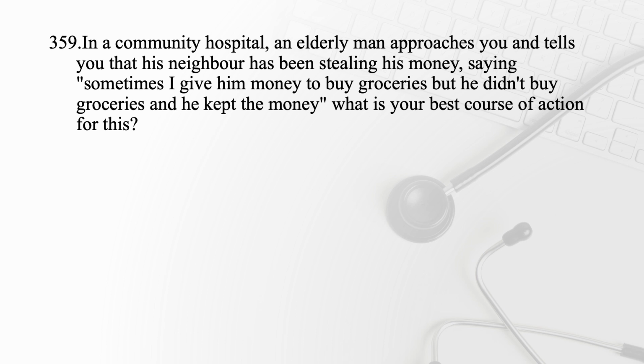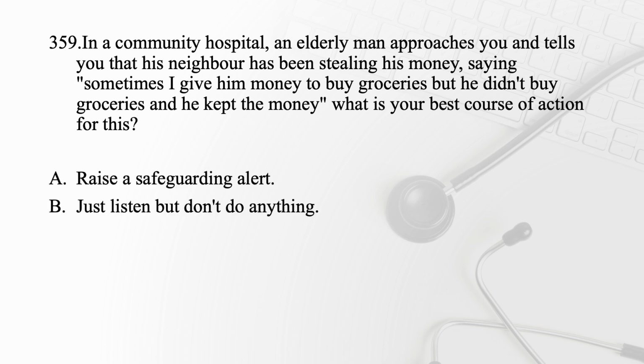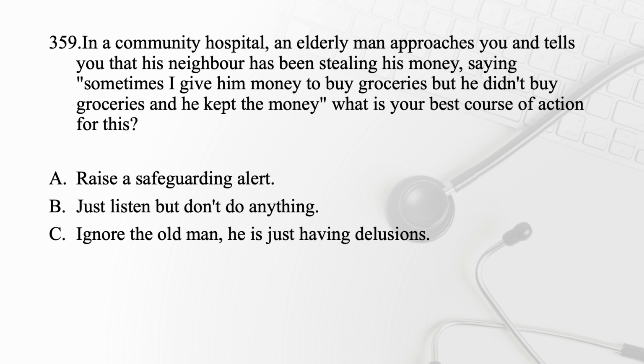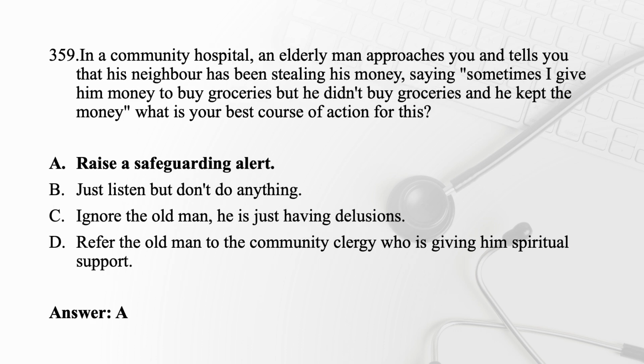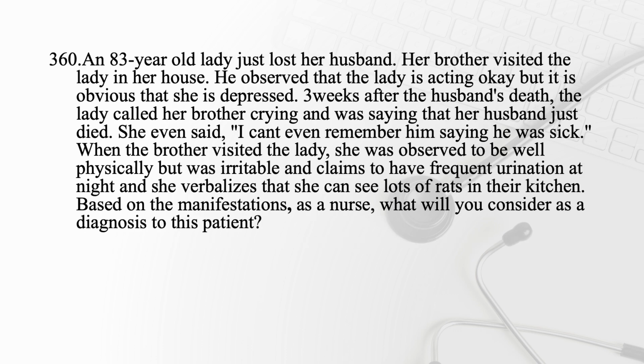What is your best course of action for this? Option A, raise a safeguarding alert. Option B, just listen but don't do anything. Option C, ignore the old man. He is just having delusions. Option D, refer the old man to the community clergy who is giving him spiritual support. The correct answer is option A, raise a safeguarding alert.